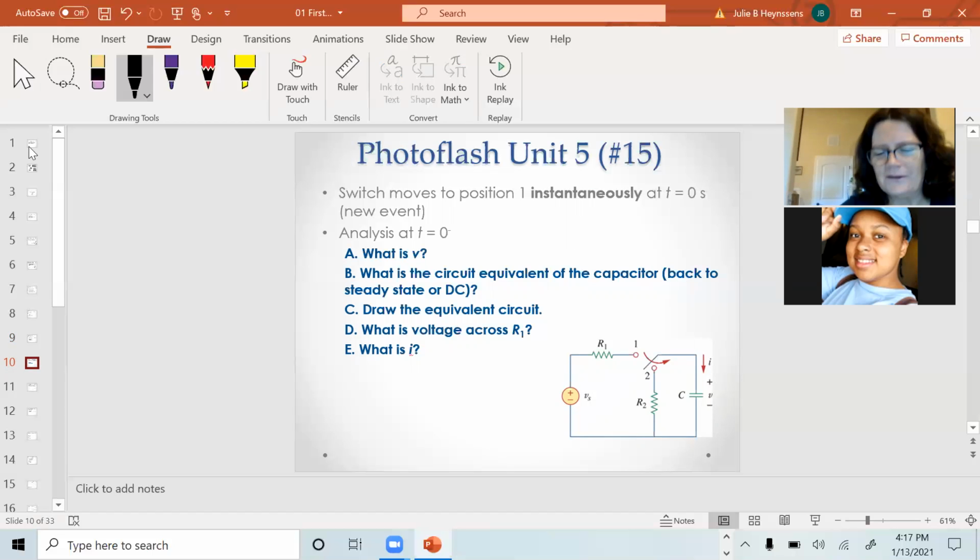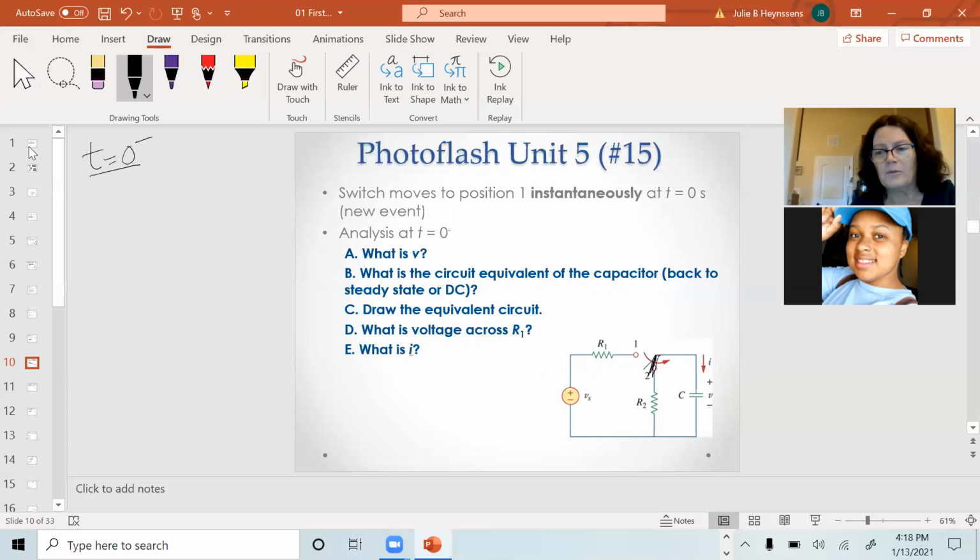Now we have a new event. What I'm going to do here with this analysis is start out at some arbitrarily defined t equals 0 with the switch in position 2. And it's going to instantaneously move back to position 1. So I'm going to go through the same process. The last time, the first thing I did is I drew the t equals 0 minus circuit. If you follow these steps, it will make things a lot easier.